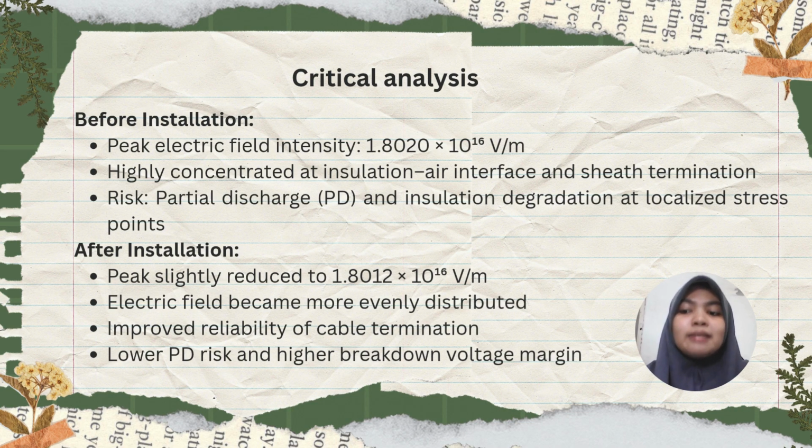After we add the grading layer, it helps redistribute the field more evenly across the termination, minimizing stress concentration at the critical points. This more balanced field distribution directly contributes to reducing the risk of insulation failure, enhancing the breakdown voltage margin and ultimately improving the long-term reliability of the cable system. In conclusion, while the numerical reduction appears minor, the grading layer clearly fulfills its purpose in optimizing electric field behavior, meeting the objective of task 4 and improving insulation performance by reducing the likelihood of partial discharge.